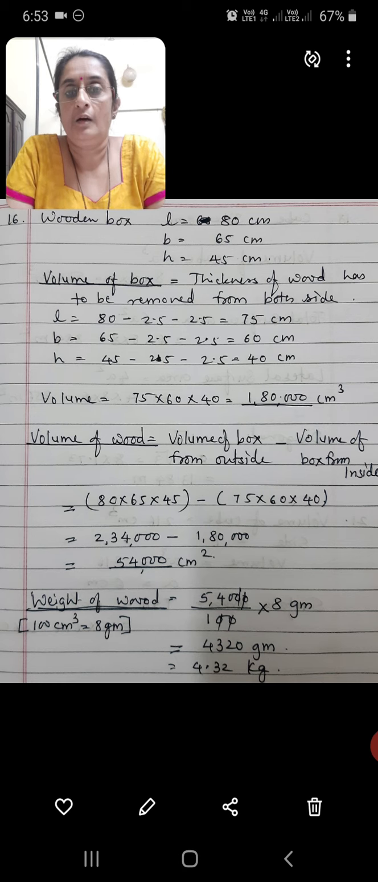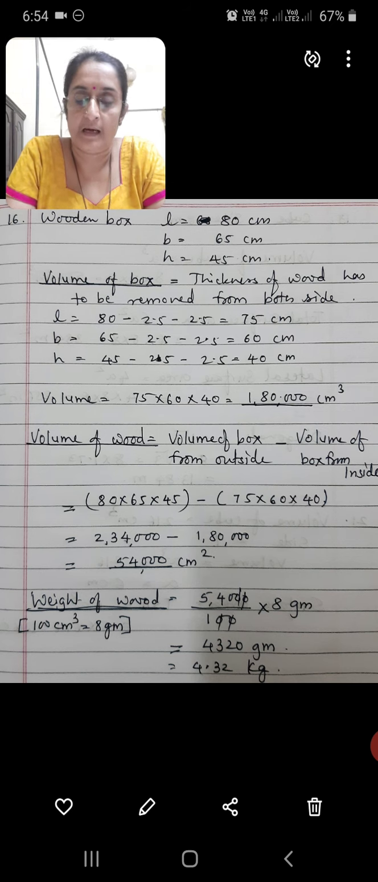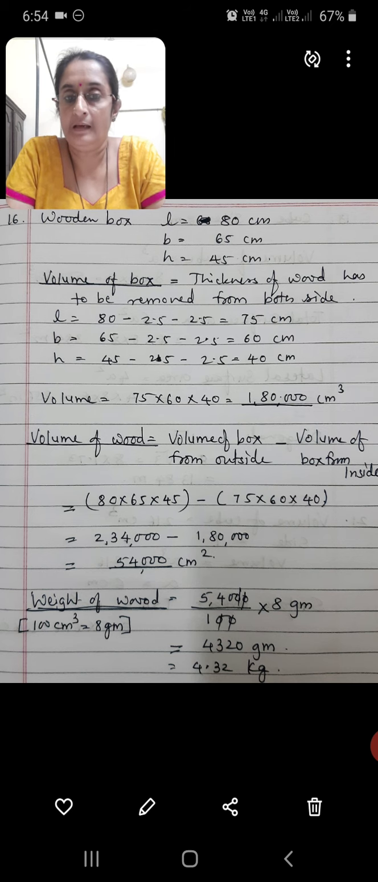Fine. Now to find out the volume of the wood, we have to calculate the total volume of the box, one from outside and one from inside. So the remaining gap between them, this difference between them, will be the thickness of the wood or volume of the wood. So volume of the box from outside minus volume of the box from inside.